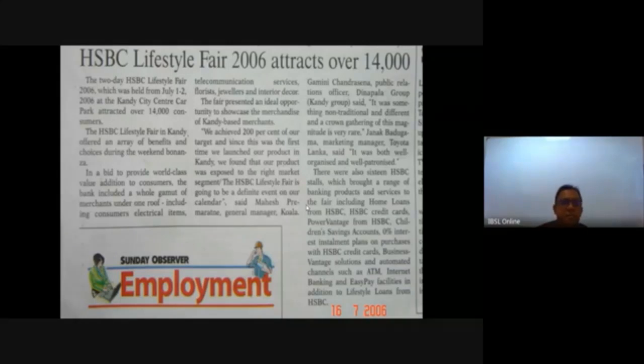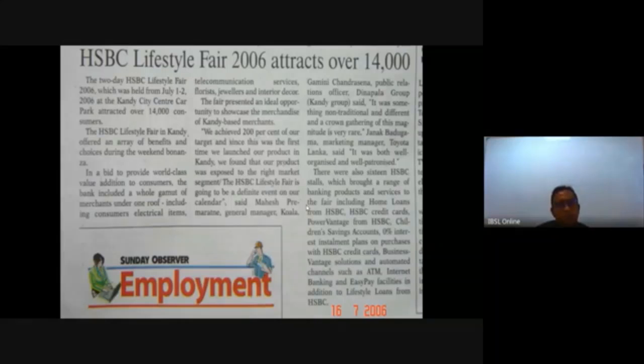Why did HSBC do this? Because HSBC has a very small number of branches in Sri Lanka, maybe 10, 11 or 12 at maximum. So in order to market their personal loans, cards or home loans, they used this method of having a lifestyle fair. They invited various merchants who offer consumer durables and various goods to one location, and made an open invitation to people in Sri Lanka.